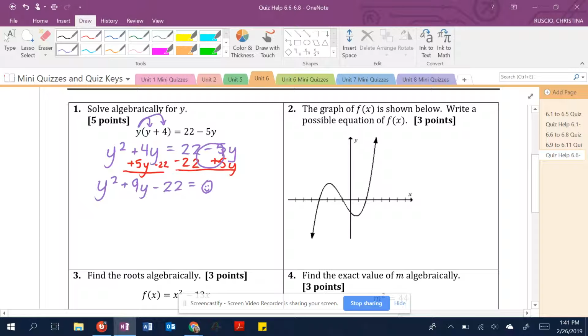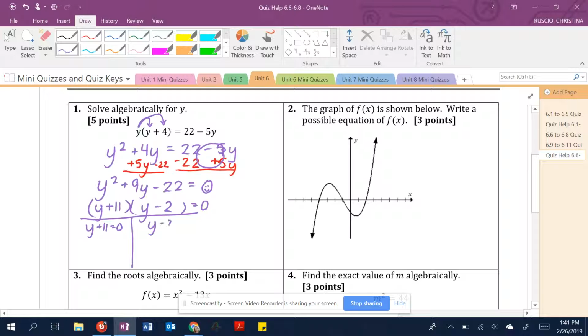Next thing, I'm going to look at my directions, and it says solve algebraically for y, and it doesn't say round, it doesn't say simplest radical form. So pretty good sign that this is factorable. No GCF here, so I'm guessing it's going to take this form. So let's see, what two numbers multiply to negative 22 but add to positive 9? 11 and 2.